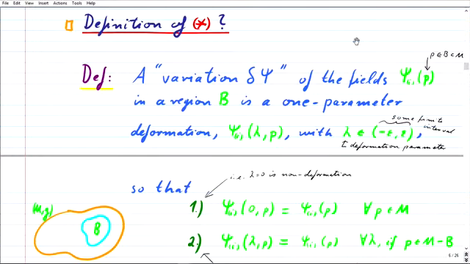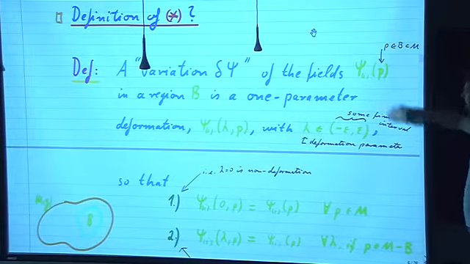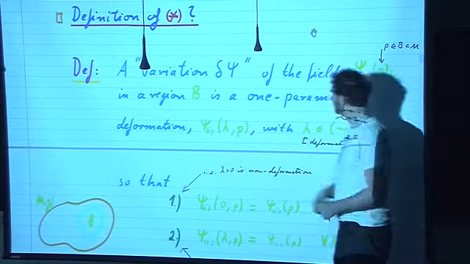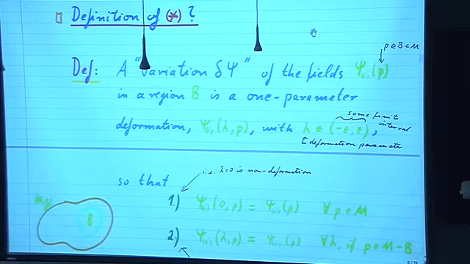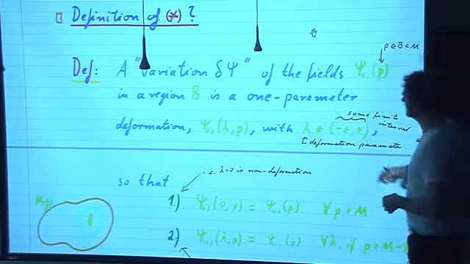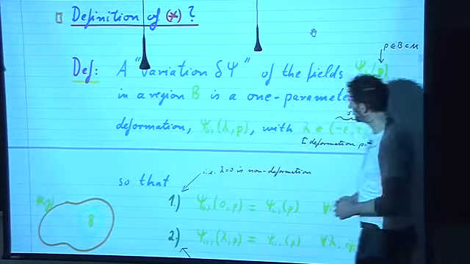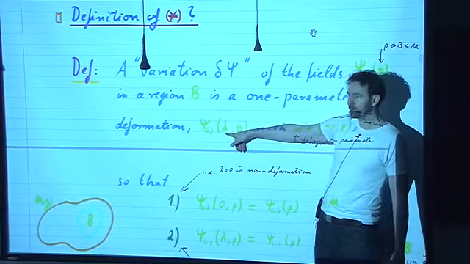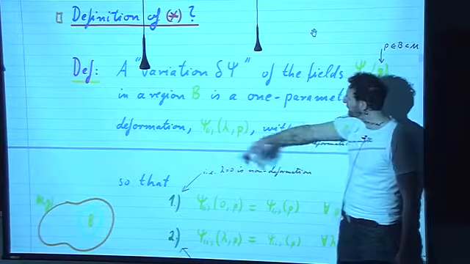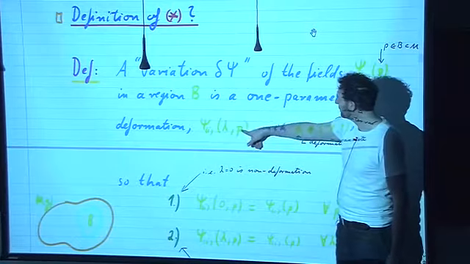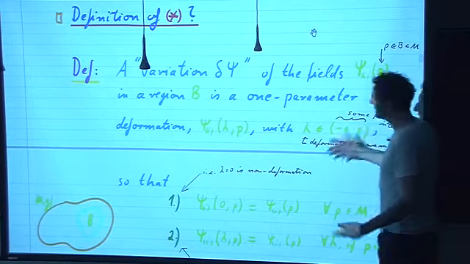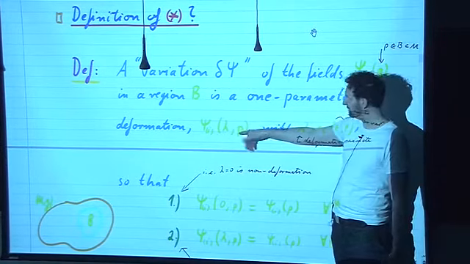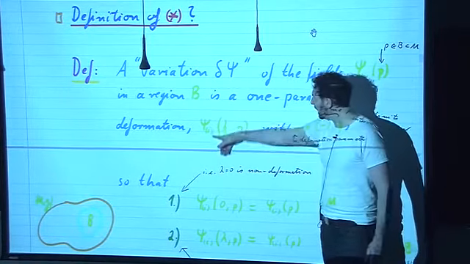A variation, delta psi, of the matter fields in some region B is a one-parameter family of matter fields. It's a one-parameter deformation of the matter fields. And lambda will be the so-called deformation parameter. So psi of P, or psi of X, I mean, P is the point of the manifold.